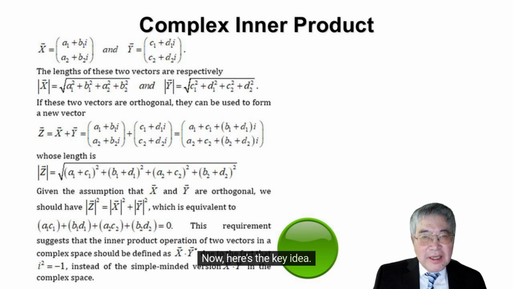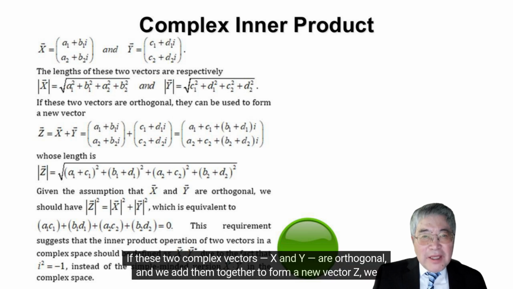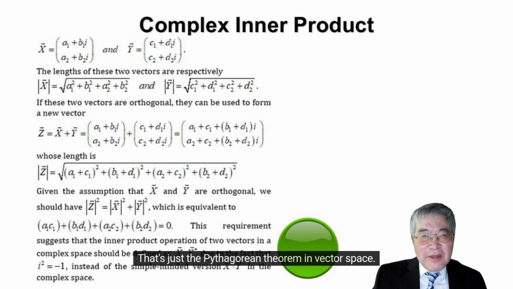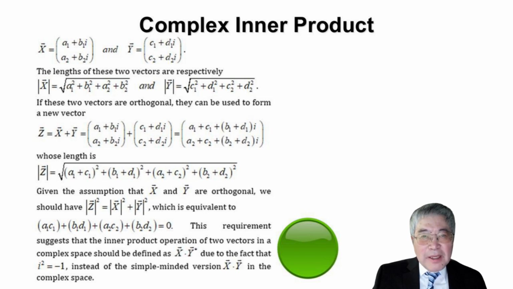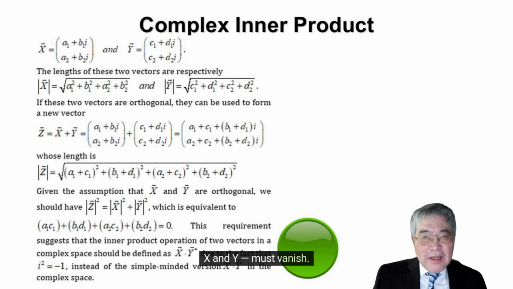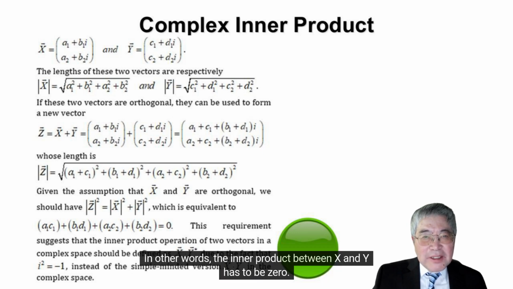Now here's the key idea. If these two complex vectors x and y are orthogonal and we add them together to form a new vector z, we expect the squared length of z to equal the squared length of x plus the squared length of y. That's just the Pythagorean theorem in vector space. But for that identity to hold, one critical condition must be met. The cross term, the inner product between x and y, must vanish. In other words, the inner product between x and y has to be zero.